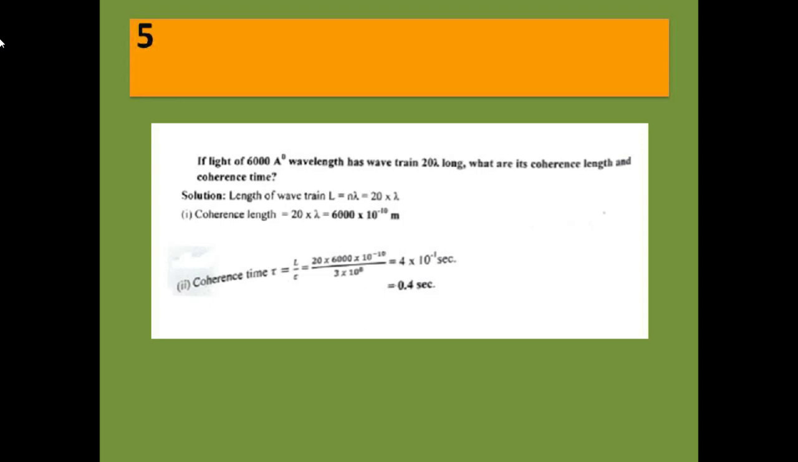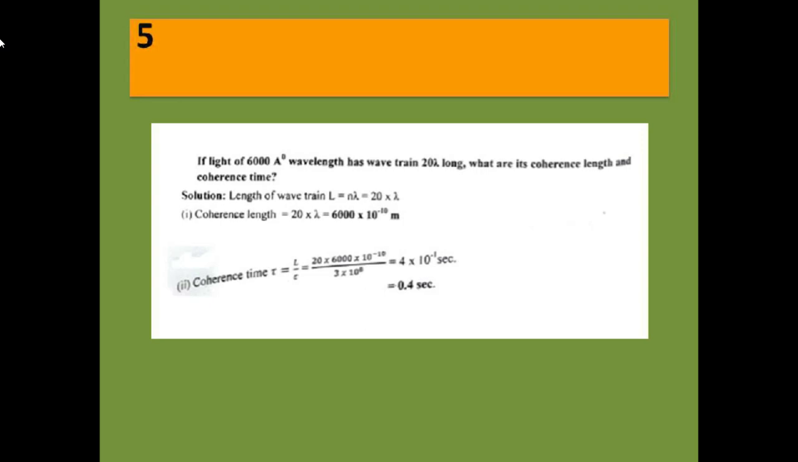There is a printing mistake, so here 20 multiplied by 6000, you need to do 6000 Angstrom or convert it into SI system. When you convert it into SI system, then it comes 20 into 6000 into 10 to the minus 10 meters. Now we need to find the coherence time.